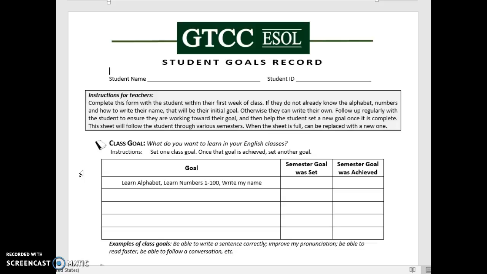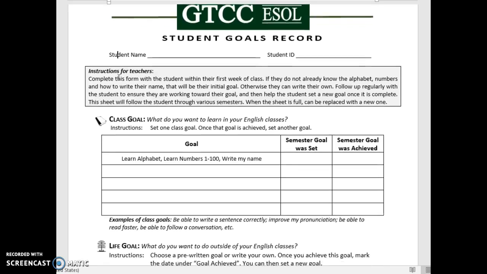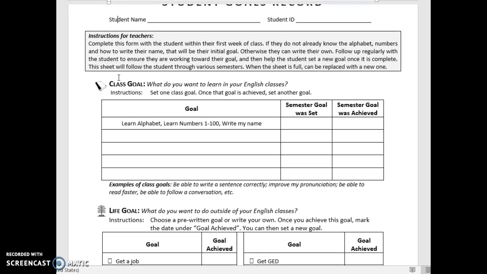First of all, right at the top, the student's name and ID. You will need to be providing the student ID. The students won't have that, so you can provide that and either have the student write it or you can write it for them. All right, so moving on to the next part, the class goal.